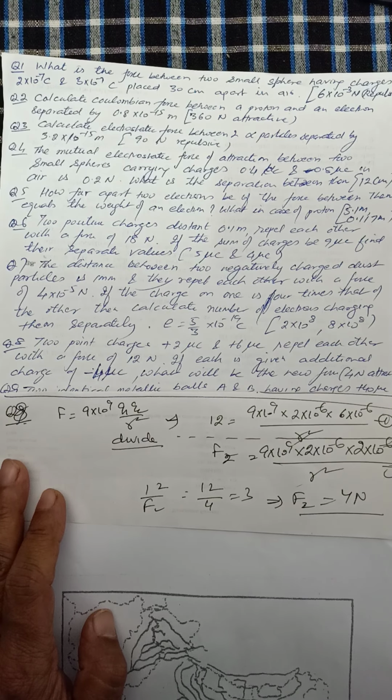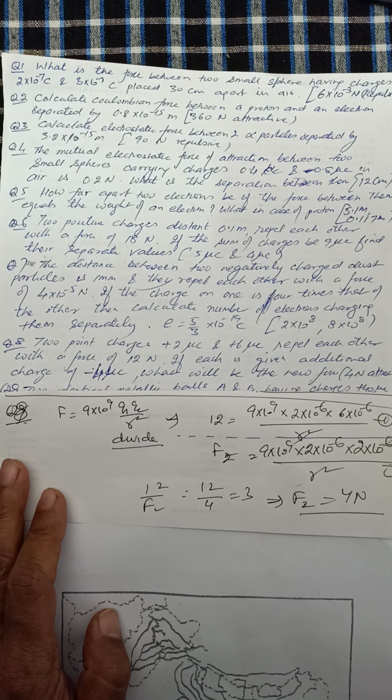Now we come to question number 8. Two point charges plus 2 microcoulomb and plus 6 microcoulomb repel each other with a force of 12 Newton. If each is given an additional charge of minus 4 microcoulomb, what will be the new force? The answer is 4 Newton.